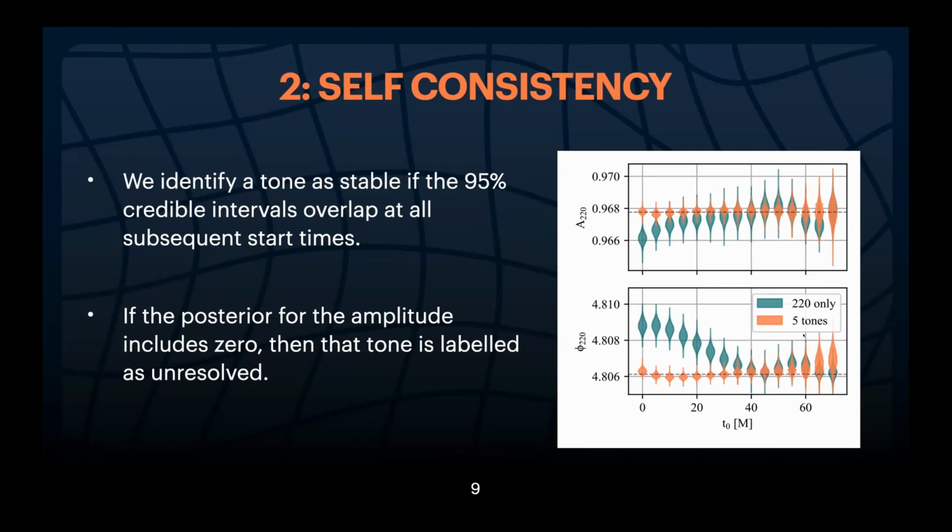But then when we go to a 5-tone model, which is the orange, you can see that these amplitudes and phases kind of level out and they're approximately the same value at each time step. And that means that we are calling this tone stable.